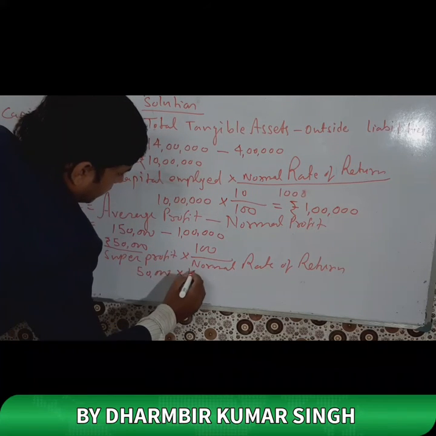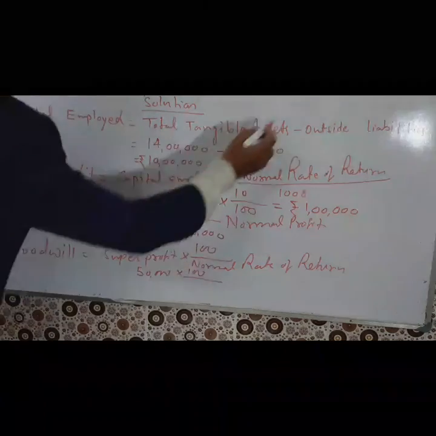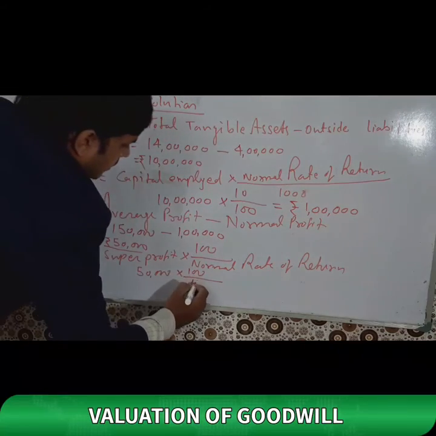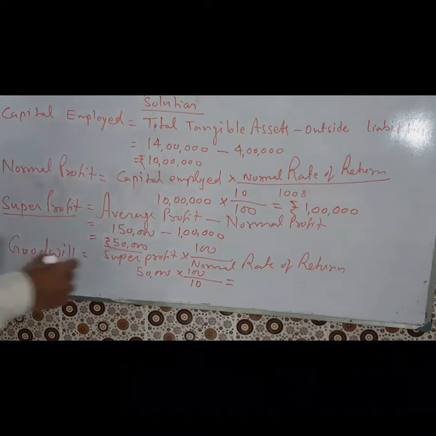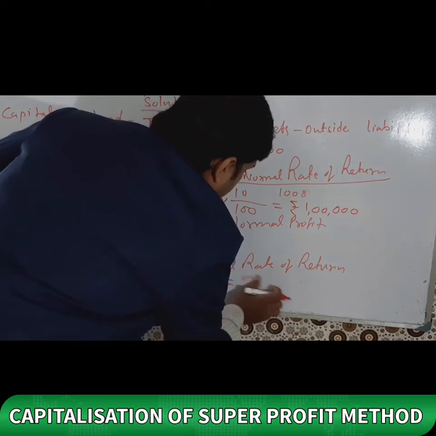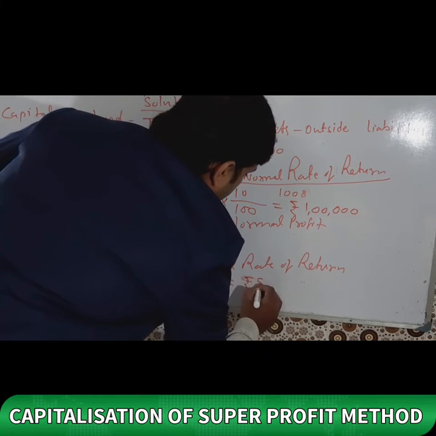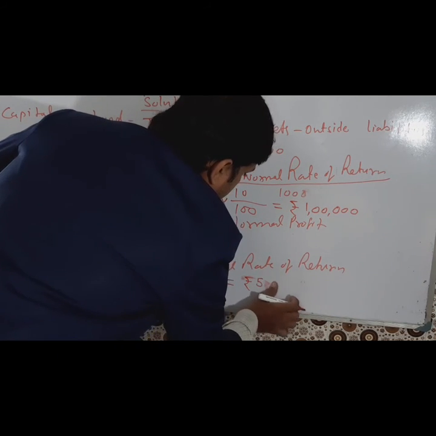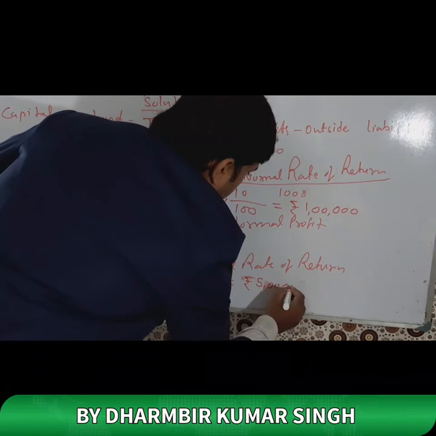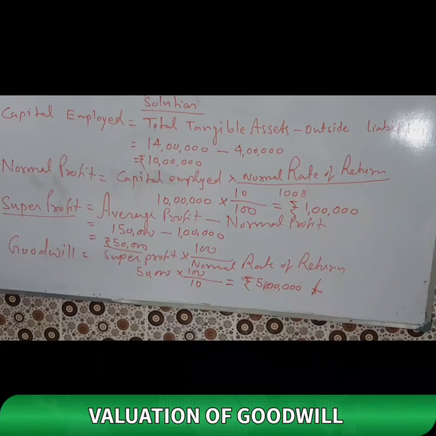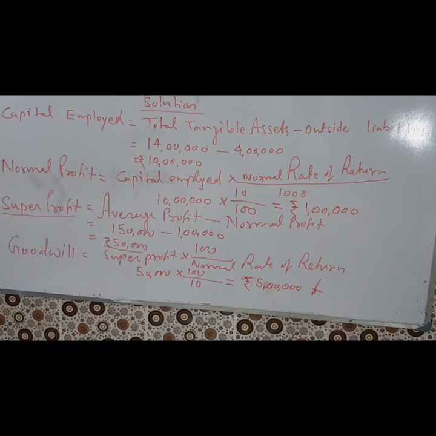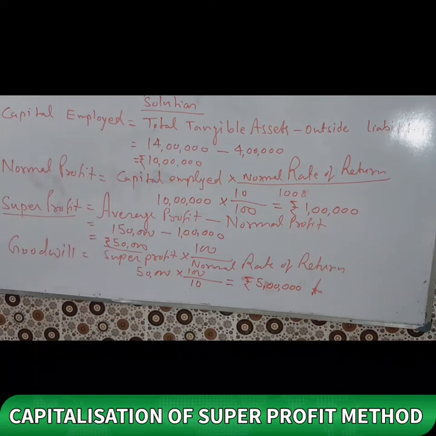50,000 into 100 divided by the normal rate of return, already given as 10%. Then calculate it: 5 lakh. This is the answer, 5 lakh. At first I calculated the capital employed.